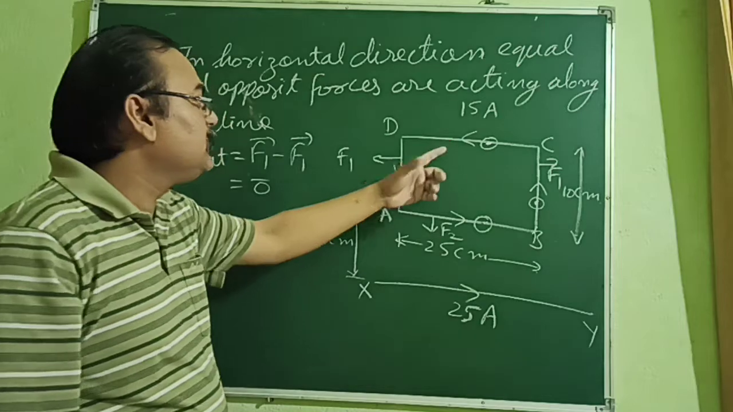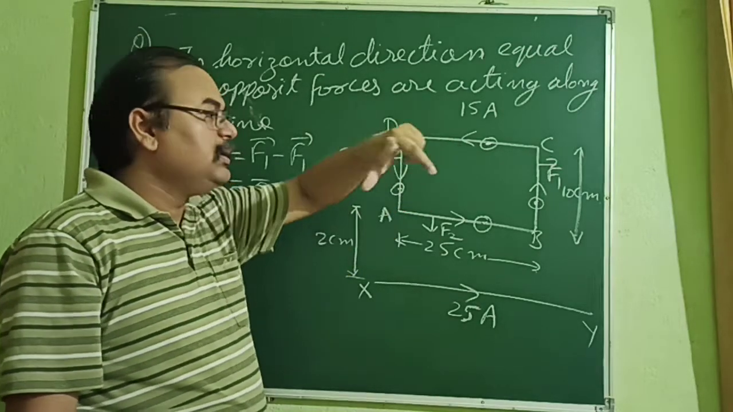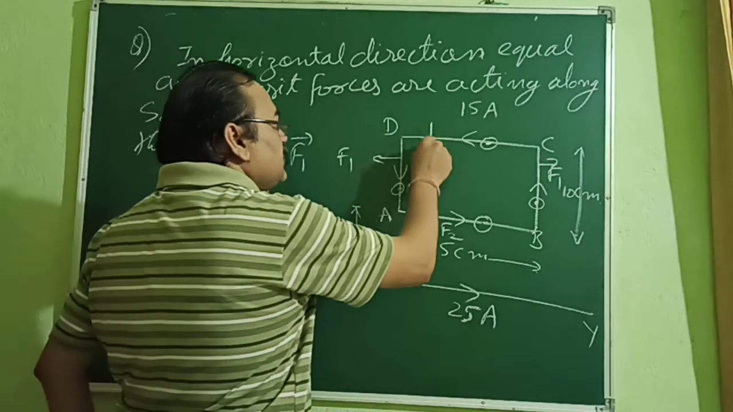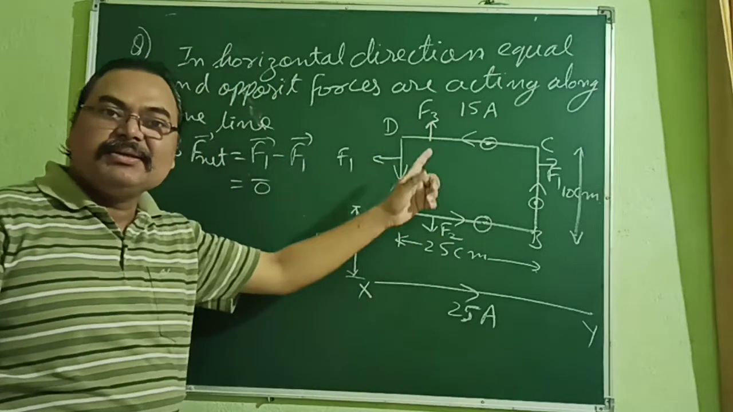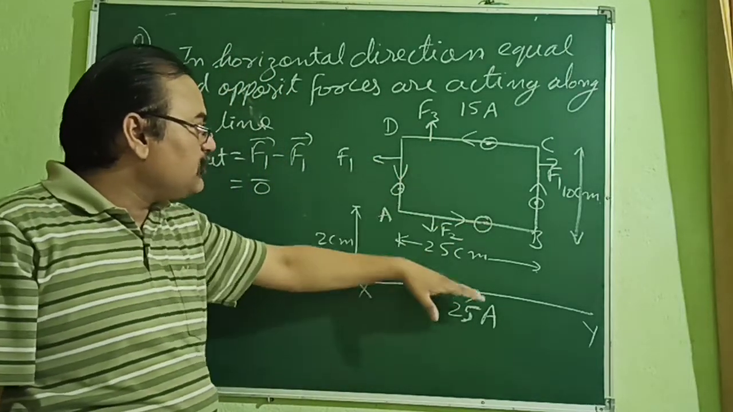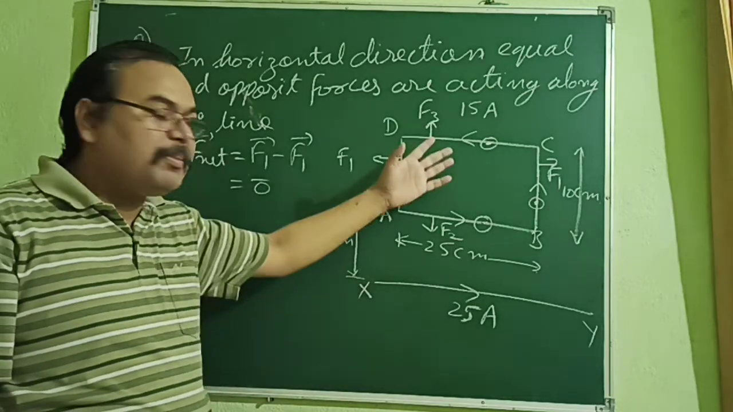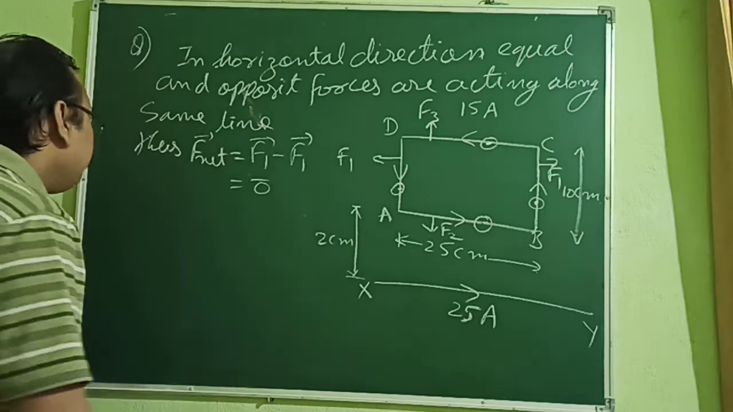What about this? See, the direction of magnetic field is towards you. The direction of current is this side, so the force is in the upward direction. Let it be F3. Why am I taking F2 and F3 in this case? Because their separation from this wire is different, and you know, if the separation is different, then the force is going to be different. Let us find out the values of F2 and F3.